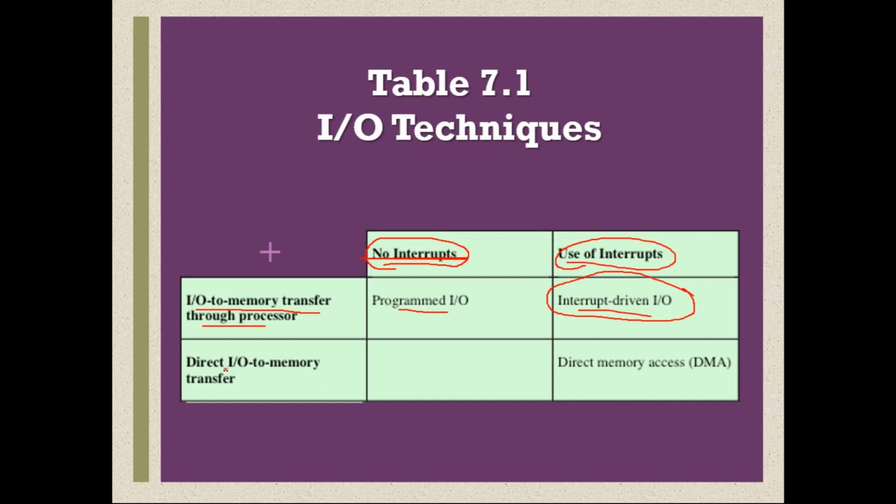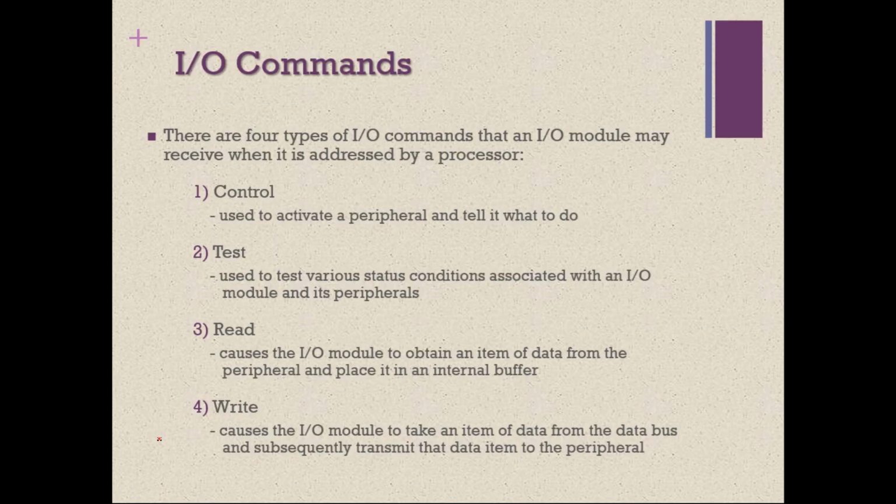So directly transferring data between IO and memory, or memory and IO, without the involvement of the processor, that technique is called DMA. Right? These two techniques need the involvement of the processor to transfer data from memory to IO or from IO to memory, right?